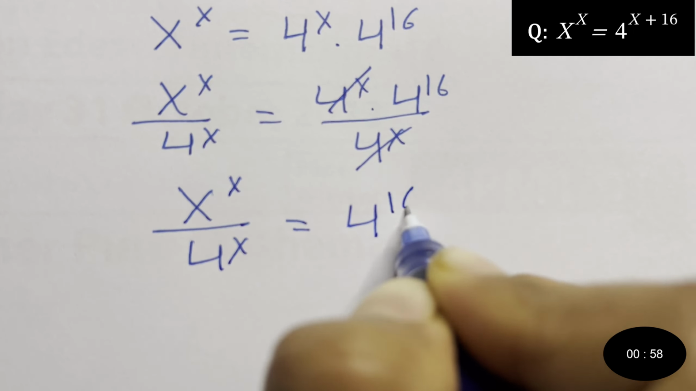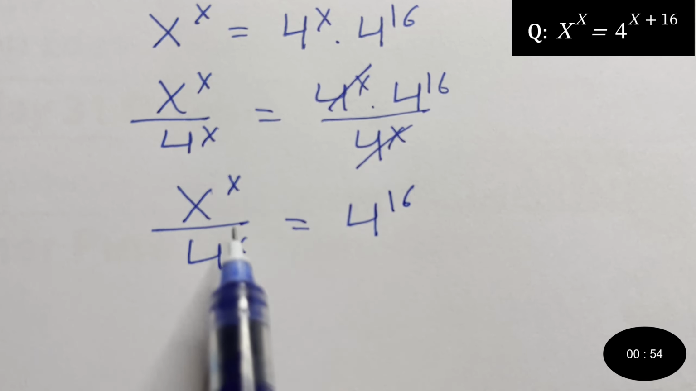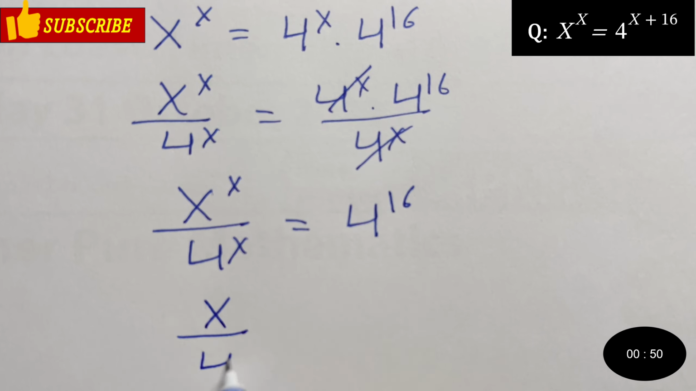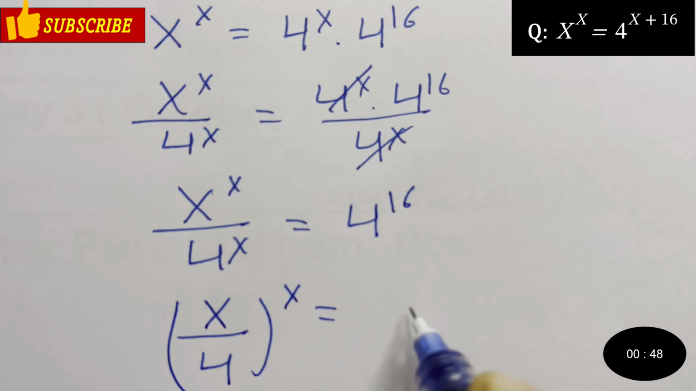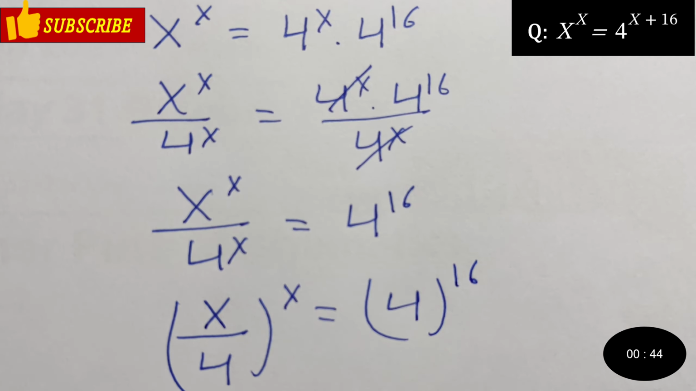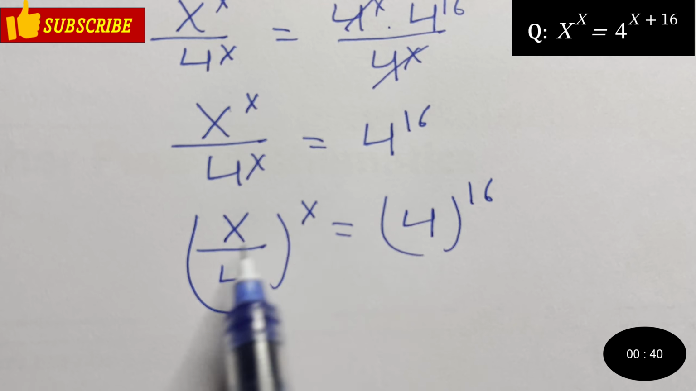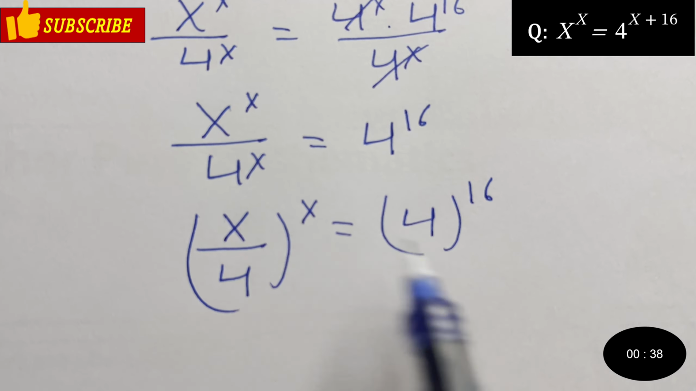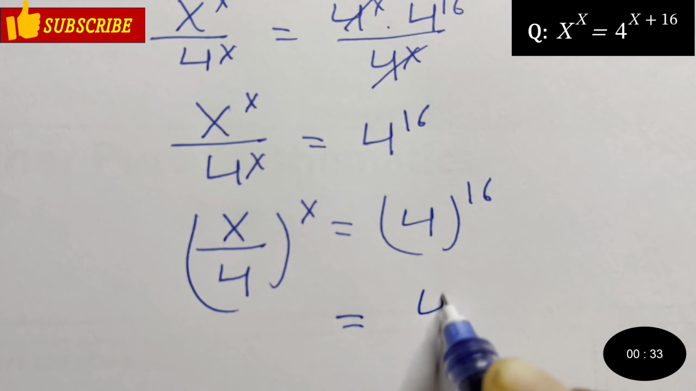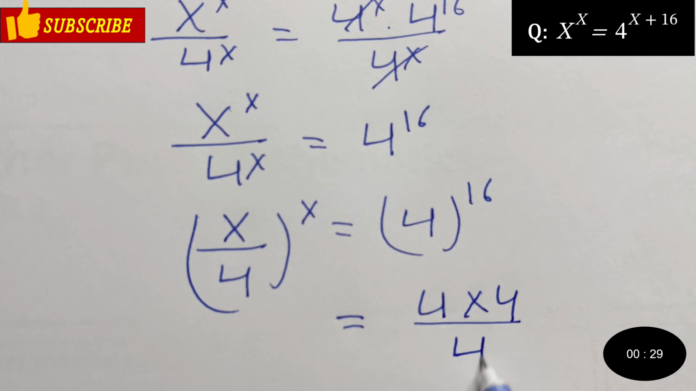As the numerator and the denominator of this term have the same power, we can write it as (x divided by 4) to the power x is equal to 4 to the power 16. As the base and its power are the same on the left hand side, and to find the same format on the right hand side, we will multiply the base 4 by the number 4 and divide it by 4.